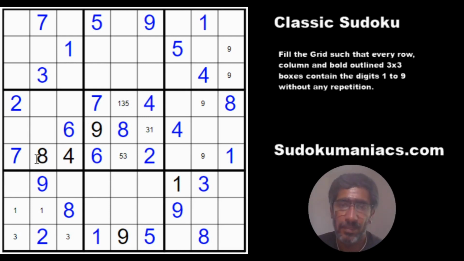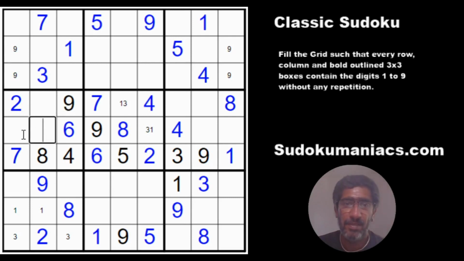Oh yeah, how silly. When we look at row 6, the missing digits are 3, 5 and 9. We already have a 5 and a 9 in the column, so this becomes a 3, this becomes a 5. So this is a 1, 3, and this becomes a 9. So 9, 9, this can't be a 9, this becomes a 9. So again I have a 9 here.